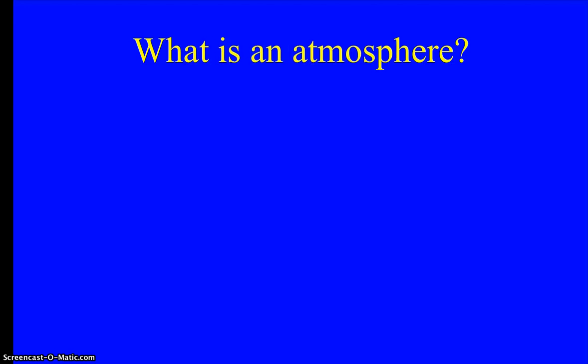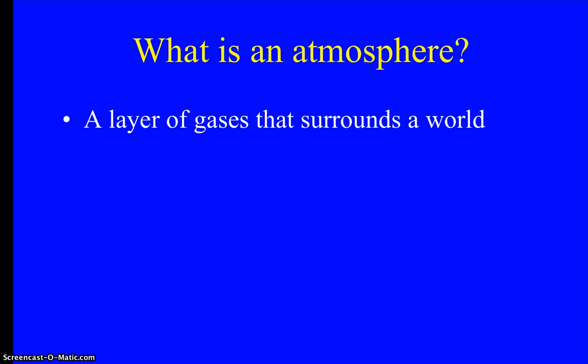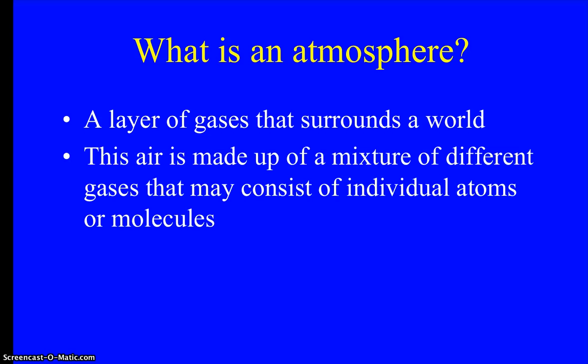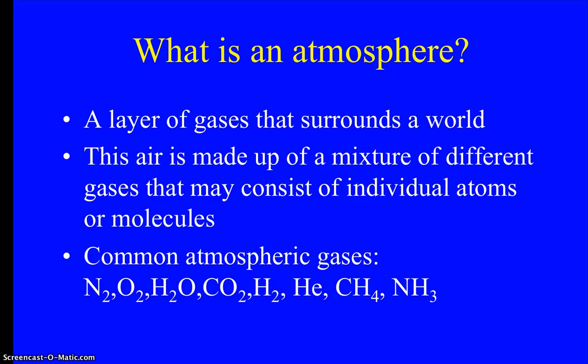So if we want to talk about the atmospheres on the planets, we need to know what we mean by that word. Basically, an atmosphere is a layer of gases that surround a world. The air is made up of different gases that may be individual atoms or they might be molecules. The common atmospheric gases that we're going to talk about within our solar system are nitrogen, oxygen, water vapor, carbon dioxide, hydrogen, helium, methane, and ammonia.